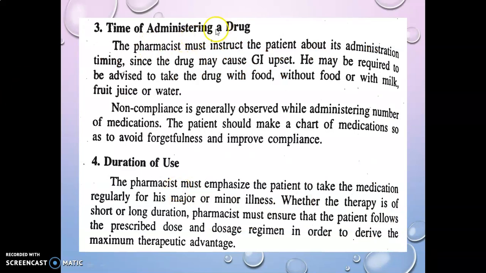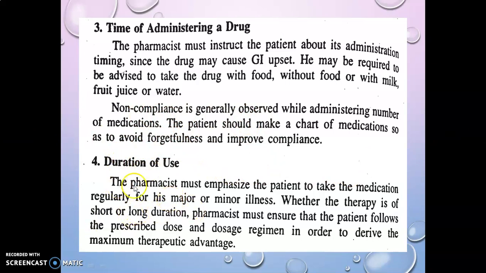Then timing of administering a drug. The pharmacist must instruct the patient about administration timing. Since a drug may cause GI upset, the patient may be advised to take the drug with food, without food, or with milk, fruit juice or water. Non-compliance is generally observed while administering a number of medications. The patient should make a medication chart so as to avoid forgetfulness and improve compliance.